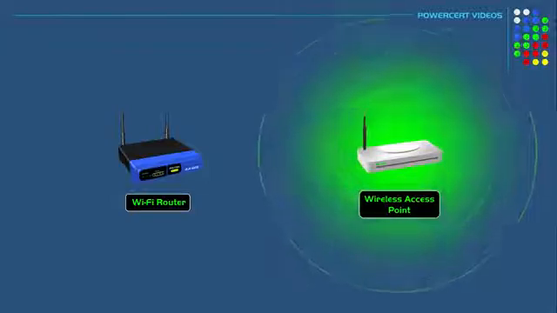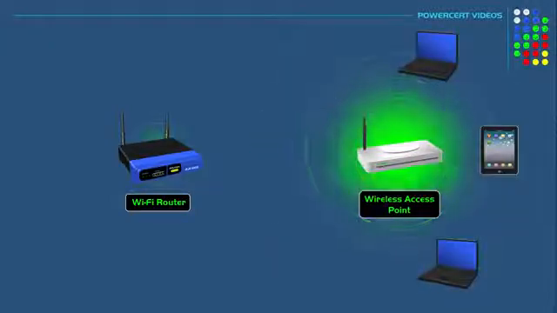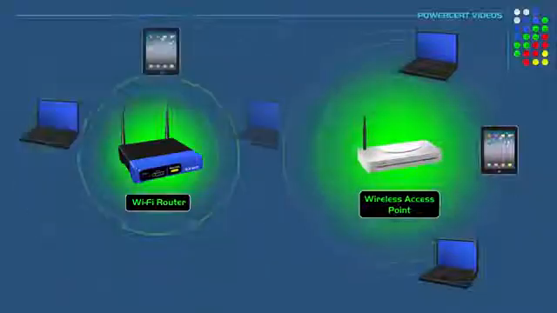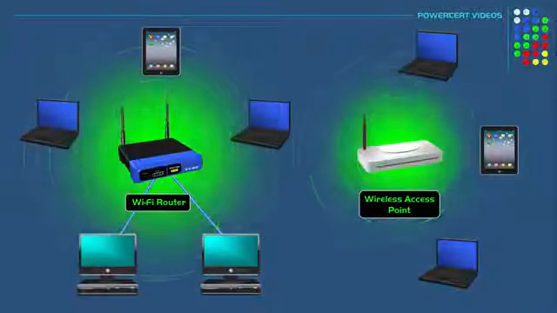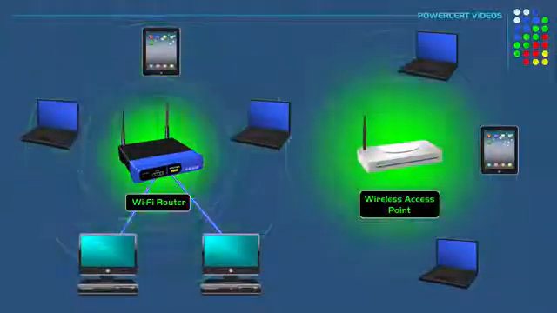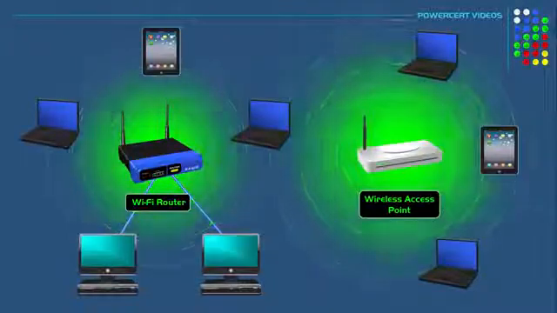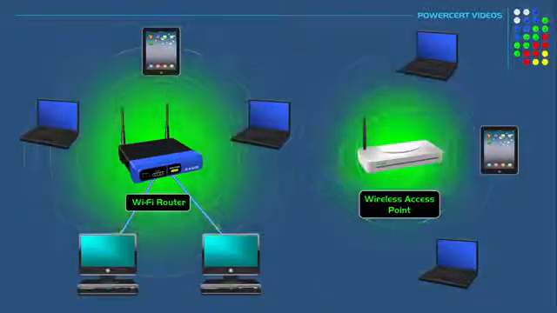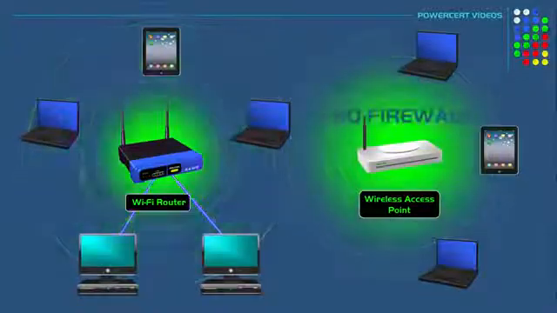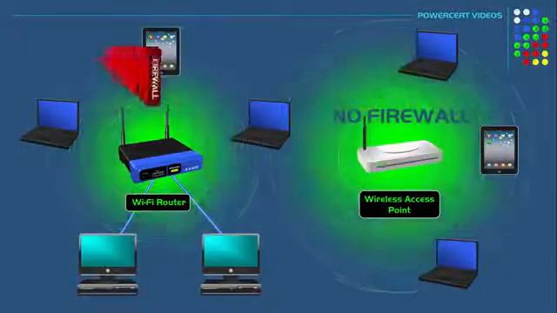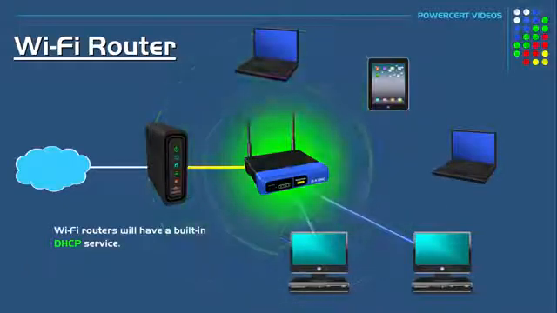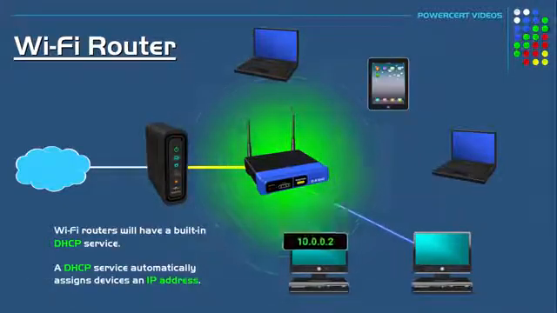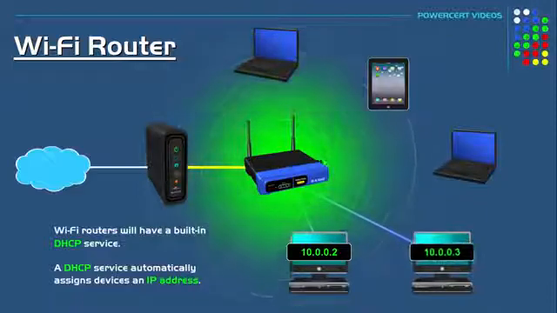Wireless access points are strictly for wireless devices to connect to, whereas Wi-Fi routers are able to accept connections from both wireless devices and wired devices. Because in addition to having a Wi-Fi antenna, Wi-Fi routers will also have a built-in switch to accept Ethernet cable connections. Another difference is a firewall. Wireless access points don't have a firewall, while Wi-Fi routers will have a firewall. Wi-Fi routers will also have a built-in DHCP service. A DHCP service is what automatically assigns IP addresses to devices that are connected to it.